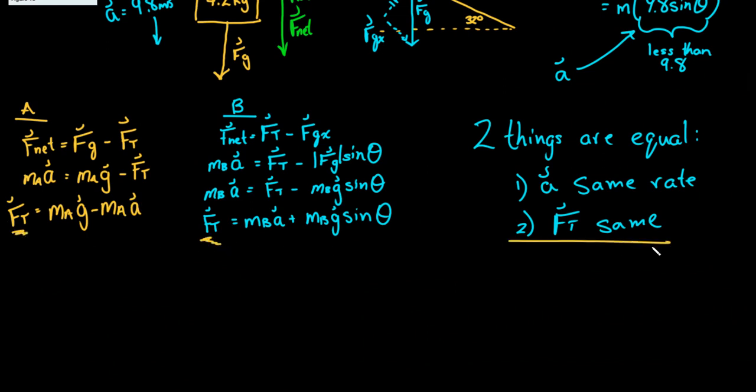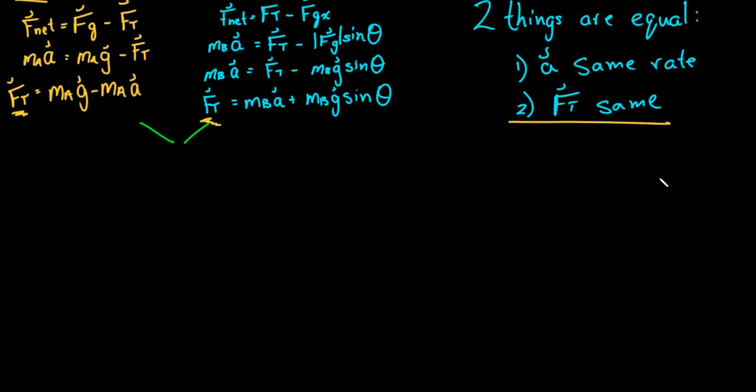We know that's equal. So what I can do is I can now set these equations equal to each other. Notice this is a lot like our question last year with the pulley and the carts on the table. Now we're just looking at an inclined plane. Okay, so the mass of A times gravity minus the mass of A times acceleration has to equal the mass of B times acceleration plus the mass of B times gravity times sine theta.